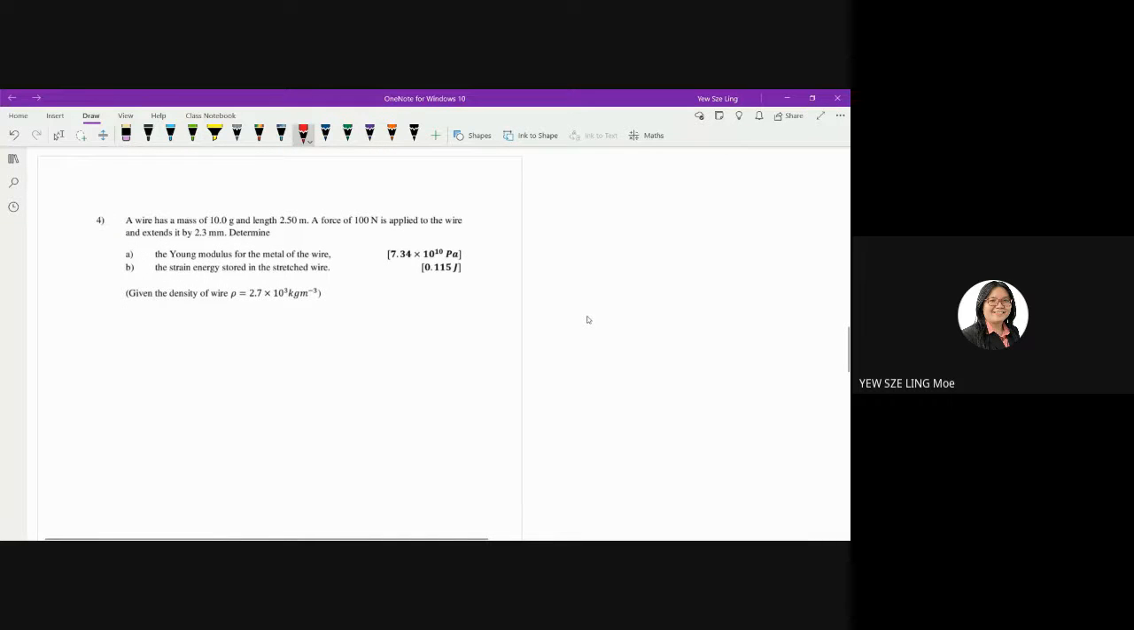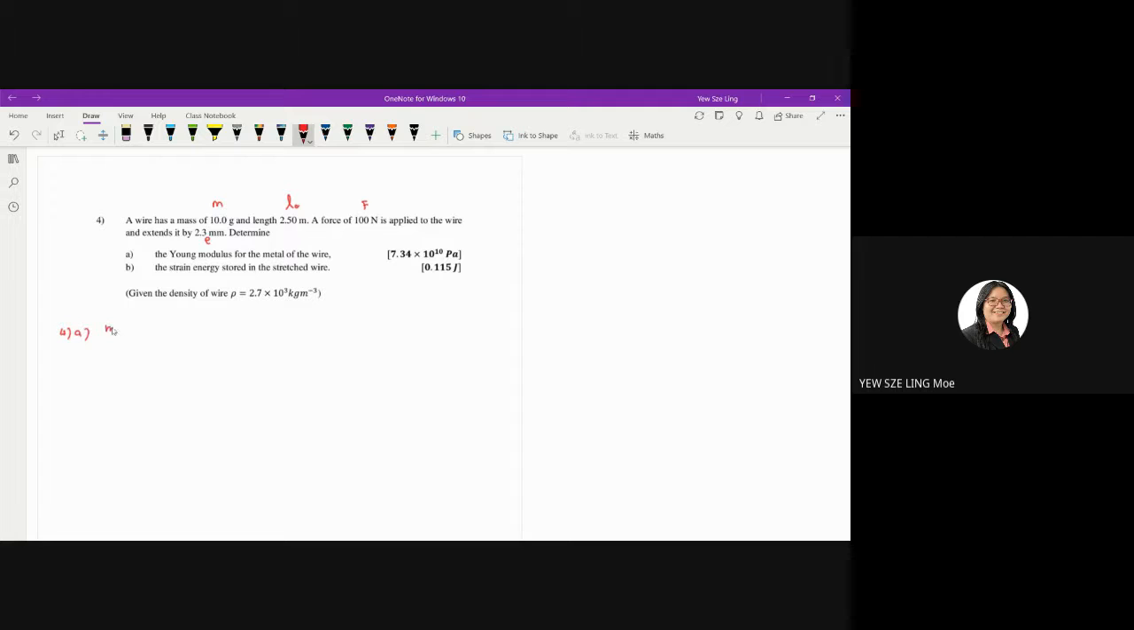Question 4: a wire has a mass of 10 grams. So now you have a mass that is not in SI unit. The mass is 10 grams with an original length of 2.5 meters. A force of 100 Newton is applied to the wire and it extends by 2.3 mm. Determine the Young modulus of the wire. Again, you see it's just a very straightforward question.